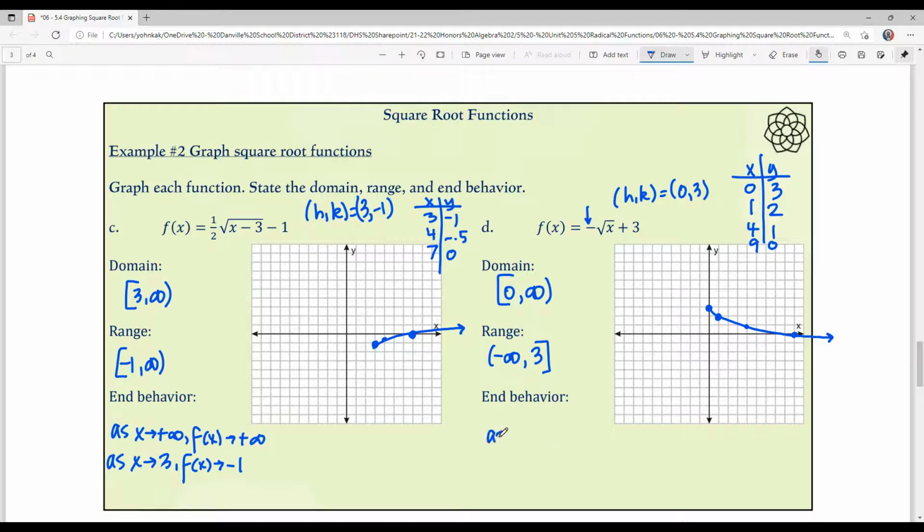My end behavior as x approaches positive infinity, what's happening to my y's? Well, my y's are getting smaller, so that's negative infinity. And on the other side, as my x approaches 0, my f of x is approaching 3.